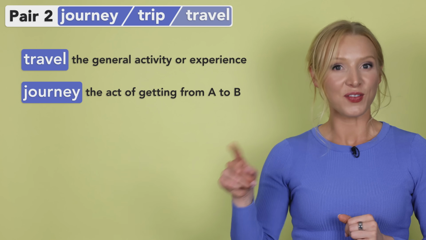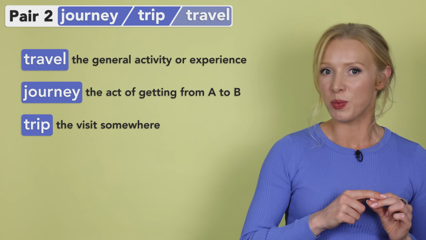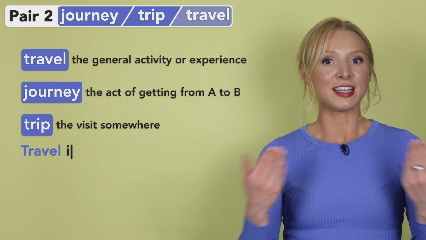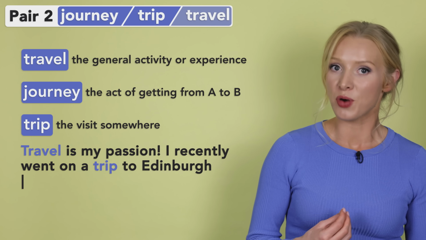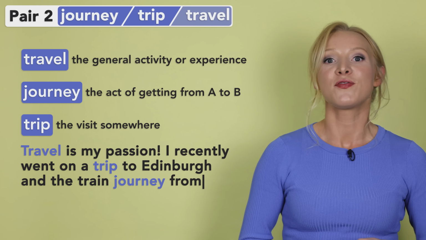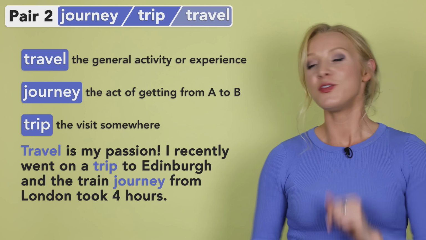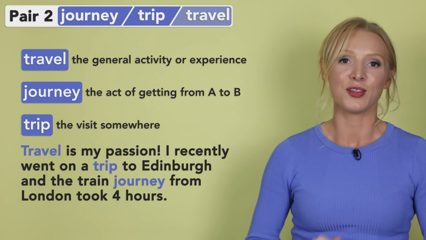So, travel is the general activity or experience. Journey is the act of getting from A to B, and trip is the visit to a place. One final example. Travel is my passion. I recently went on a trip to Edinburgh and the train journey from London took 4 hours. Here's some homework. See if you can write a sentence like that with all 3 words in the comments.